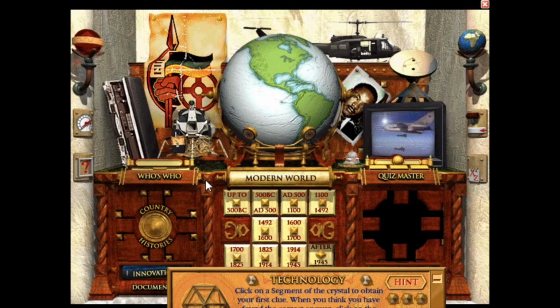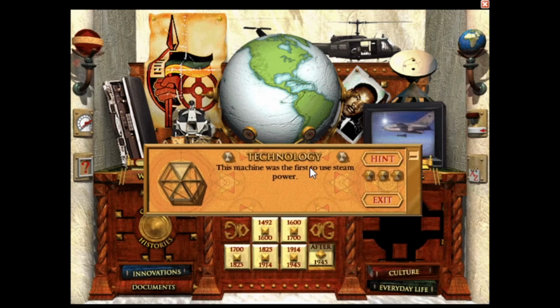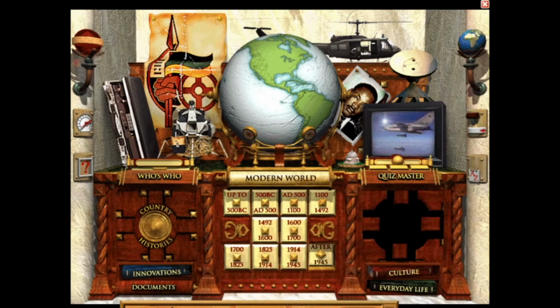What have I got to do here? Click on the segment of the crystal to obtain your first clue. When you think you have it... What? This machine... Why has it moved down there? That's not good. There we go. Machine was the first to use steam power. Oh, I've got to click on it on the thing. On here. Somewhere, maybe.